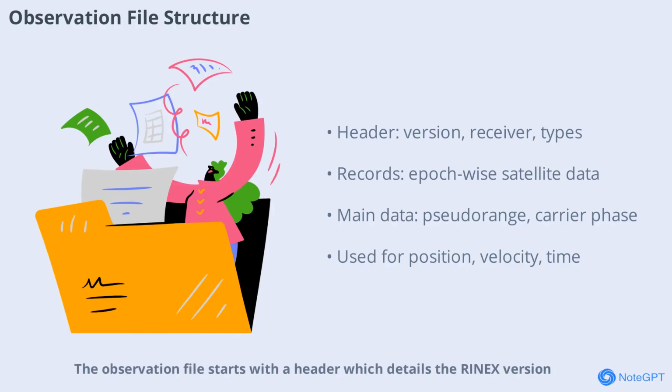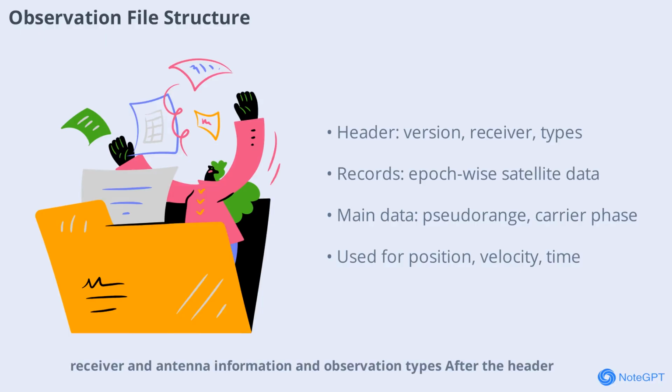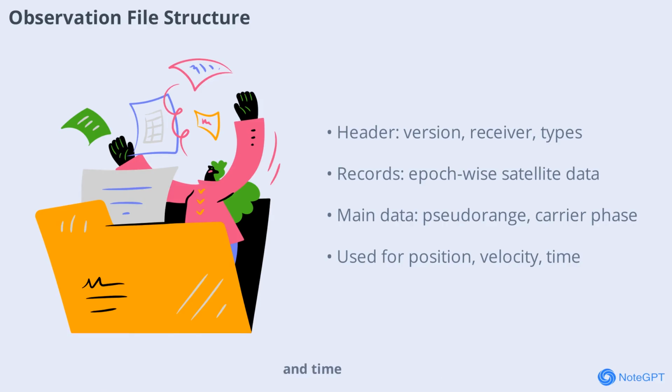The observation file starts with a header, which details the RINEX version, receiver and antenna information, and observation types. After the header, you'll find observation records for each epoch, listing the satellites observed and their corresponding measurements. These files are the foundation for calculating receiver position, velocity, and time.